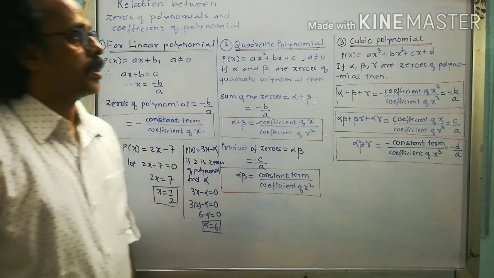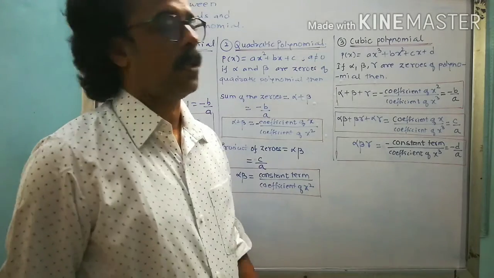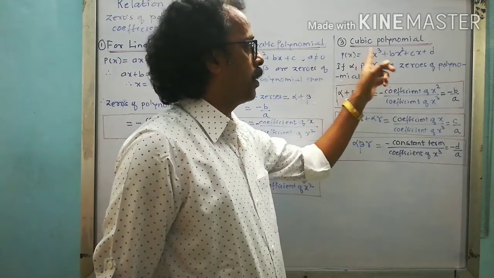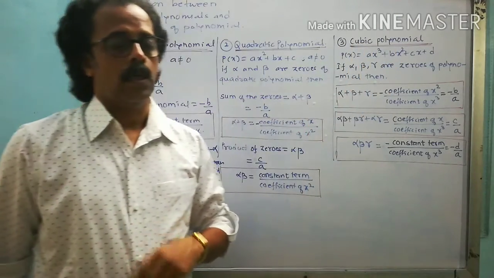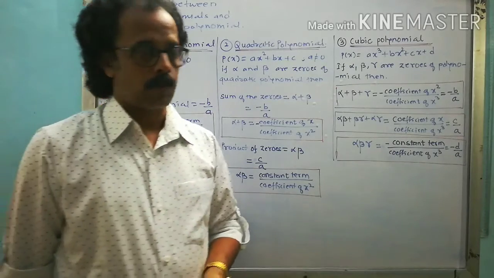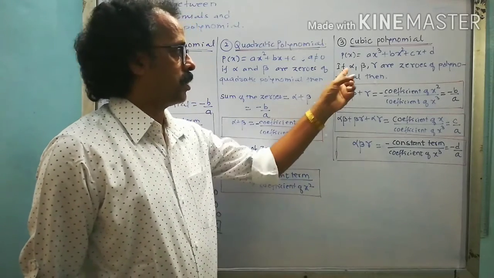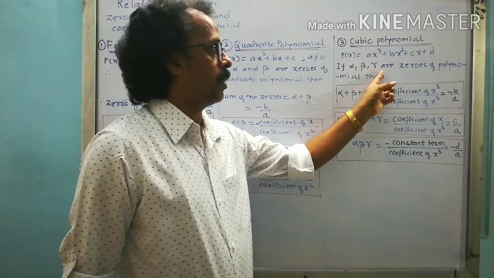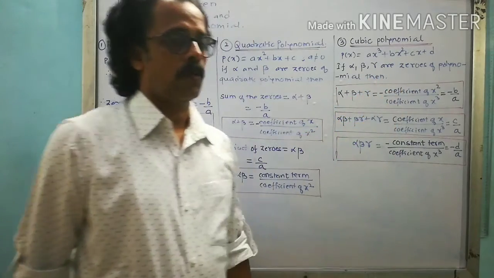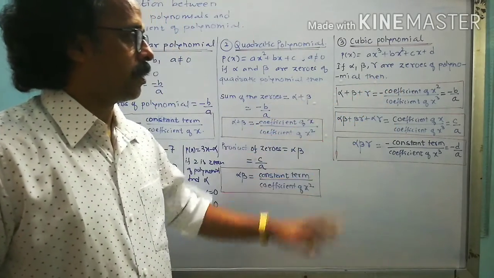Okay, now the third type of polynomial that we wanted to study is the cubic polynomial. Again, it has degree 3. It means it will have 3 zeros of the polynomial. Which are the 3 zeros? Here we consider alpha, beta and gamma. If these are the 3 zeros of the polynomial, they will satisfy this particular condition.